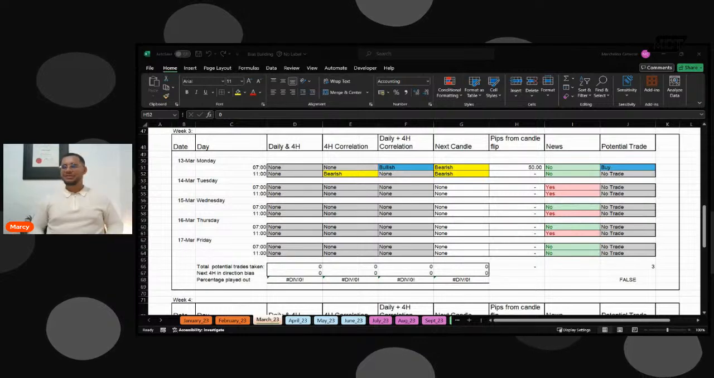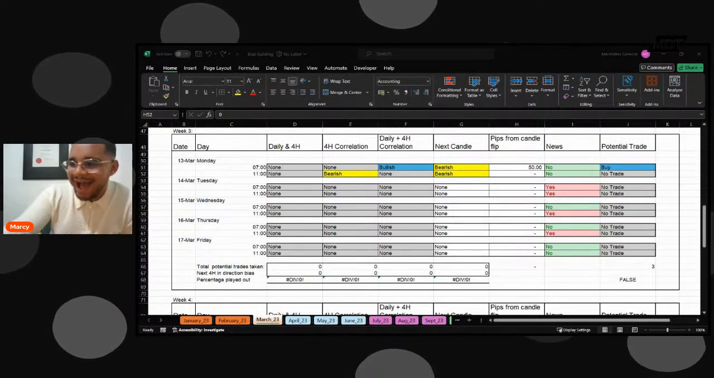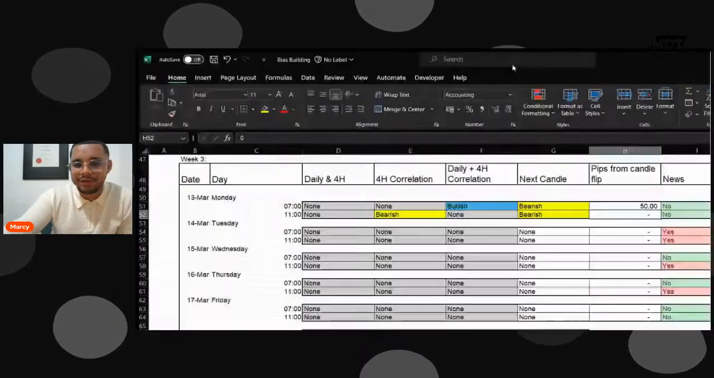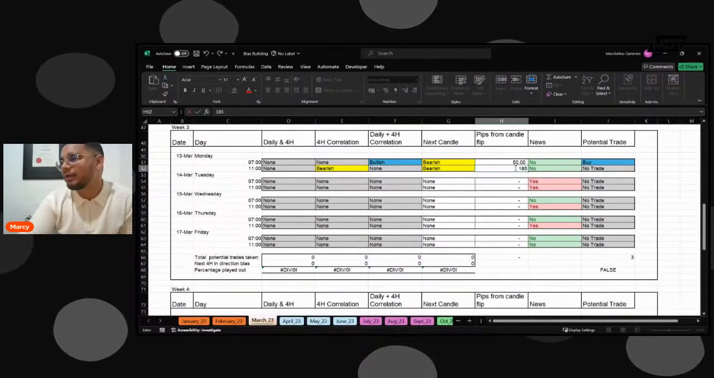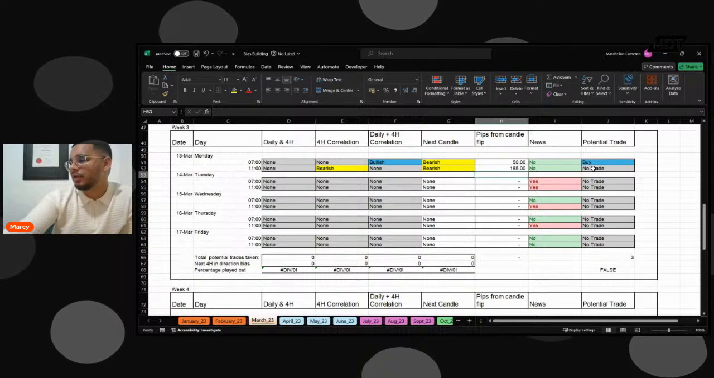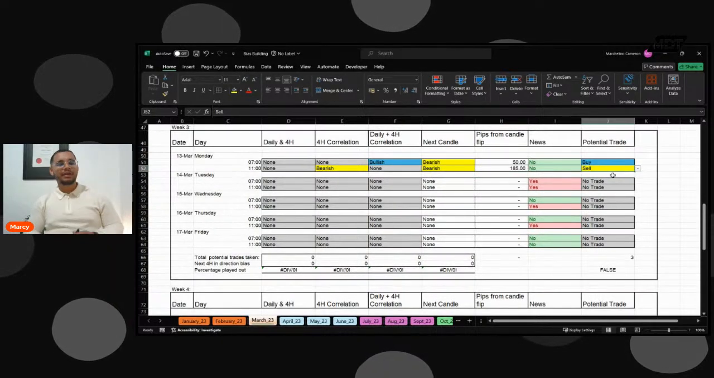Ooh. Goddamn. 186 pips, bro. Money on the floor make me go mo. 185, bro. 185 with some sells.